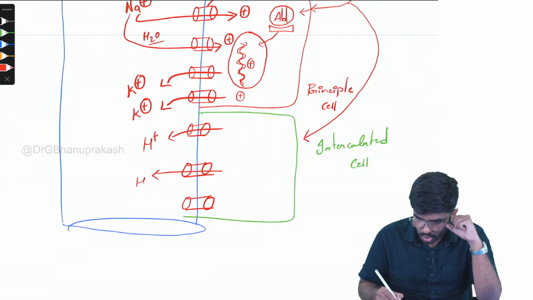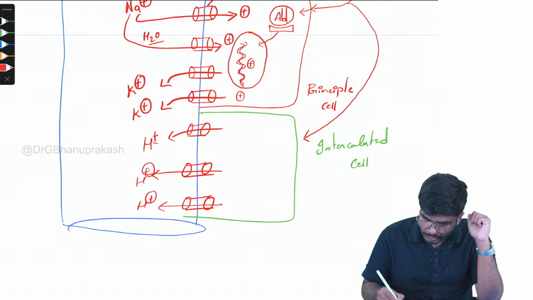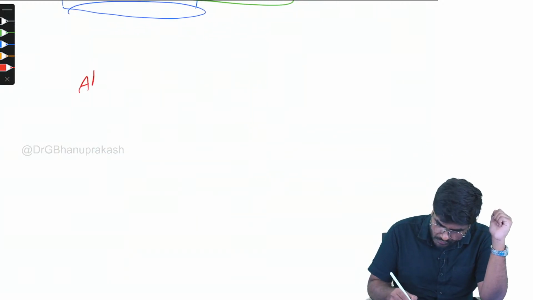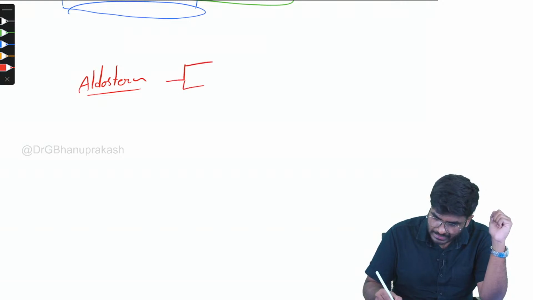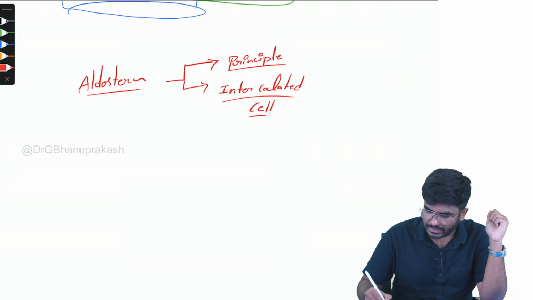So proton excretion, protons are excreted out. Now from this you should tell me what are the functions of aldosterone. First question, aldosterone is acting on which cells? It's acting on principal cells as well as intercalated cells. It's acting on both principal cells as well as intercalated cells.